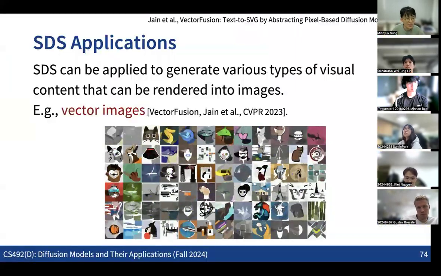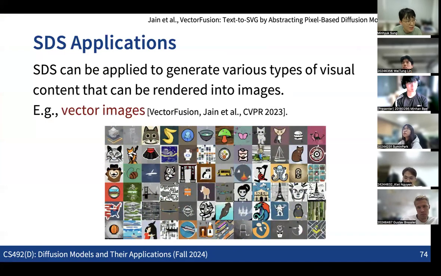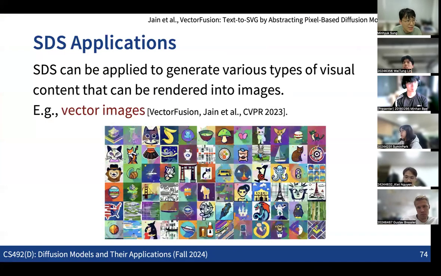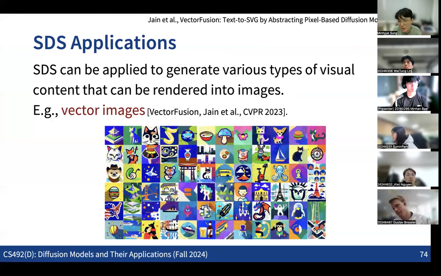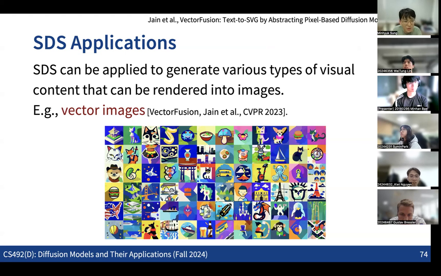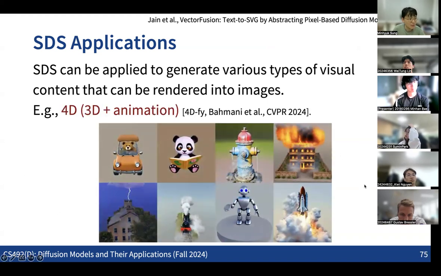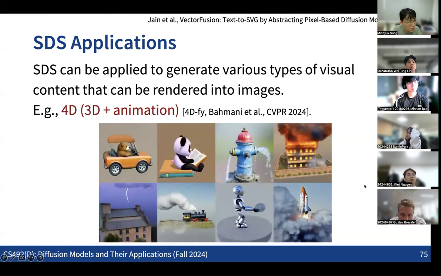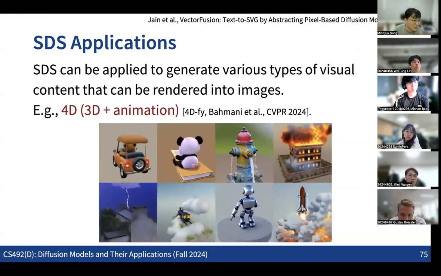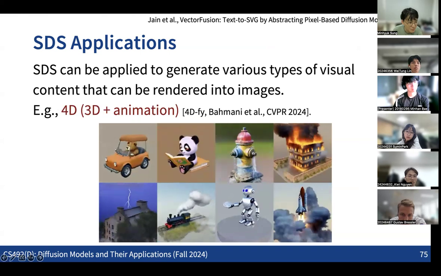As I said, this idea of score distillation sampling can be applied to many other types of visual content, while using the same image diffusion models like Stable Diffusion. This is one example where we are generating vector images, which can also be rendered into rasterized images. This can be applied not only to 3D generation, but also to 4D generation, 3D plus motion, as you can see here.